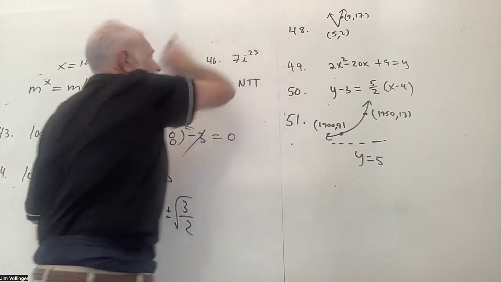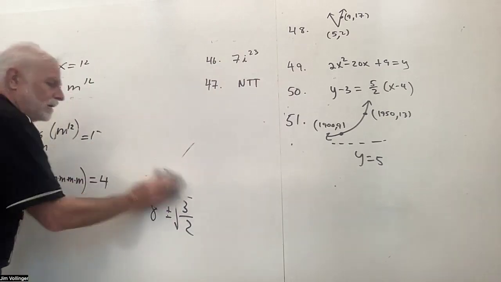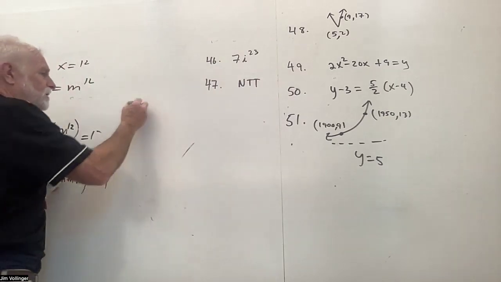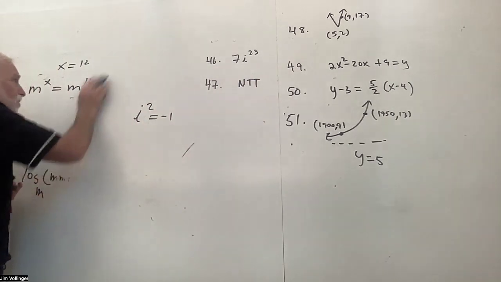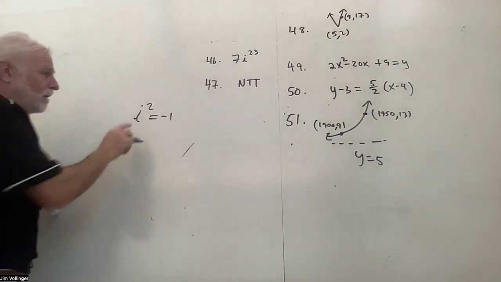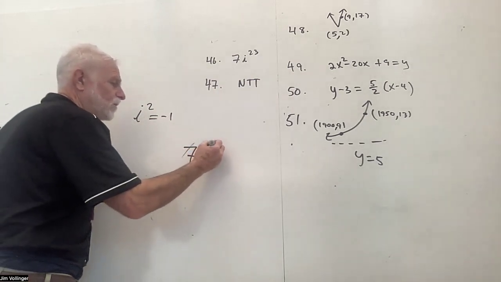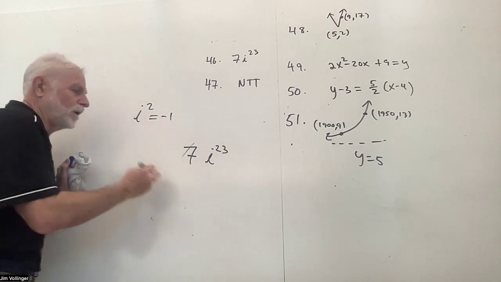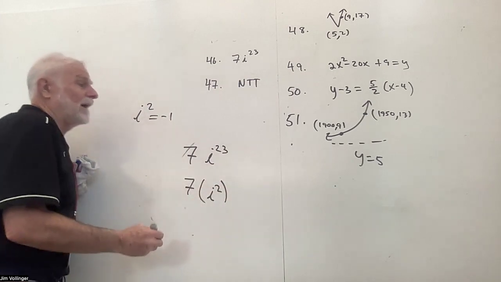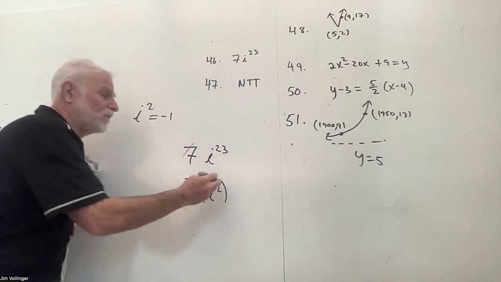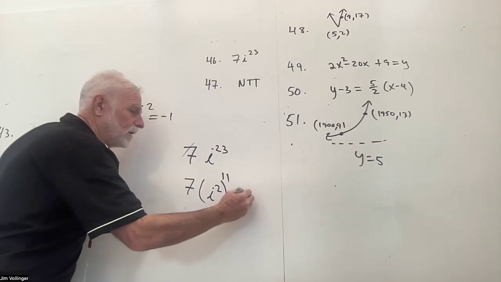7i to the 23. I haven't seen this problem before, so I'd better do it out. Let's do it out over here. I have asked you to memorize that i squared equals -1. The textbook has a pattern of 4. I don't do it that way. I want to make sure you know that. So I'm going to have you write i to the 23 in terms of i squared, and it becomes 7 times i squared. How many times does 2 go into 23? 11 with a remainder of 1.